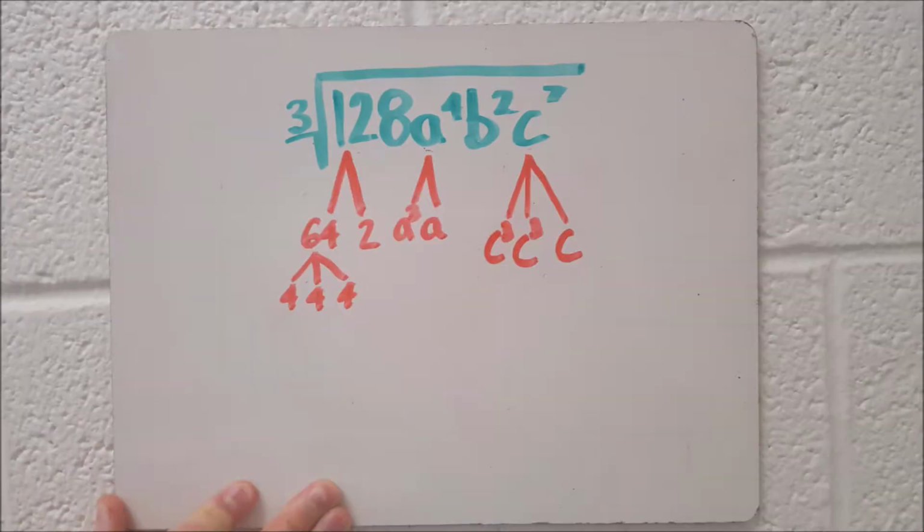The first step is to find perfect cubes within the numbers and variables. 128 has the perfect cube of 64 times 2. A to the 4th has a to the 3rd. B squared has nothing. And c to the 7th has c cubed times c cubed times c.